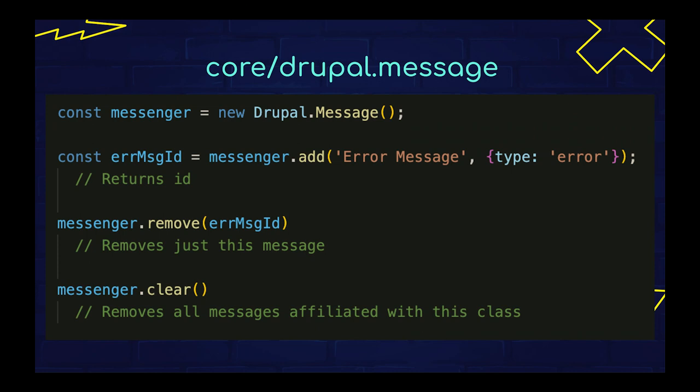So we want to create a messenger first and use new Drupal.Message. That's our constructor. When we create a new message, we can .add the message text and pass in the type of error. That will return an ID that we can store if we want to. You don't have to hold on to it. It doesn't matter too much. But you can remove if you have the particular ID of the message you want to remove, or you can clear all the messages that have been created from this same messenger. If I made a new messenger and I wanted to clear all messages, I would have to call it on both of those different messenger objects.